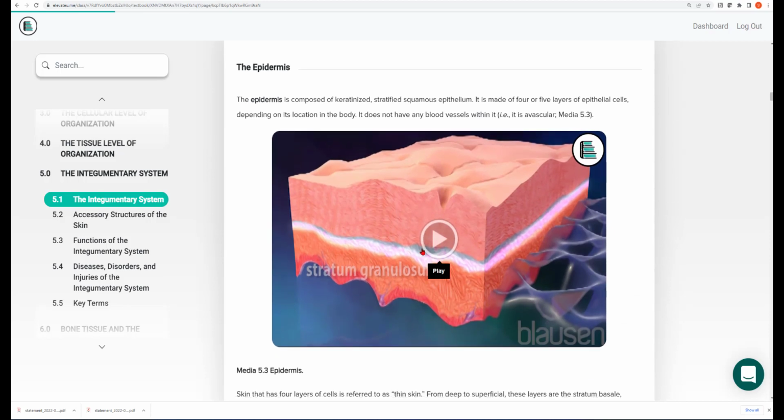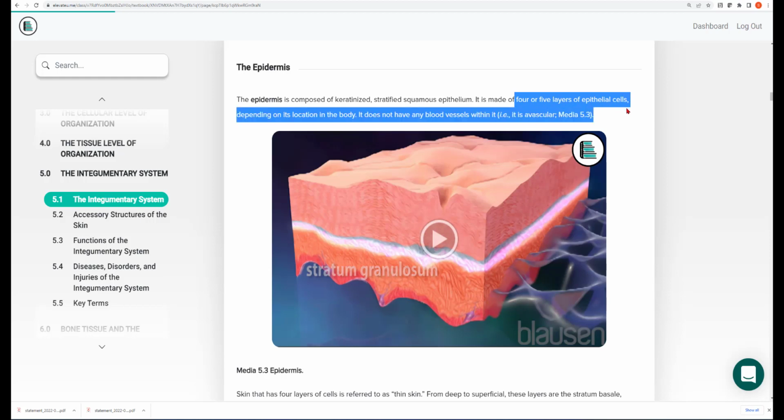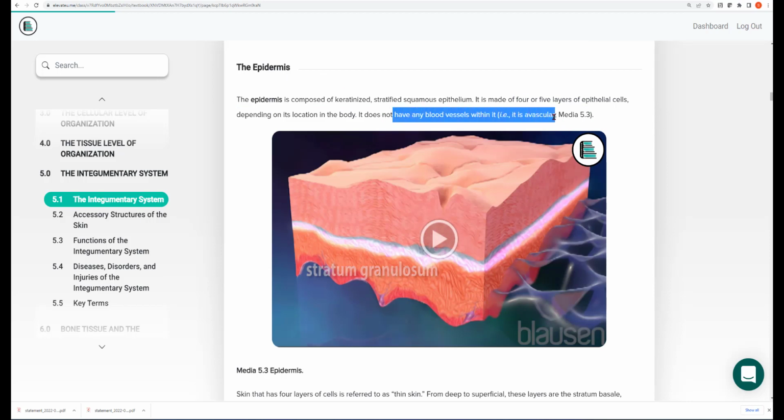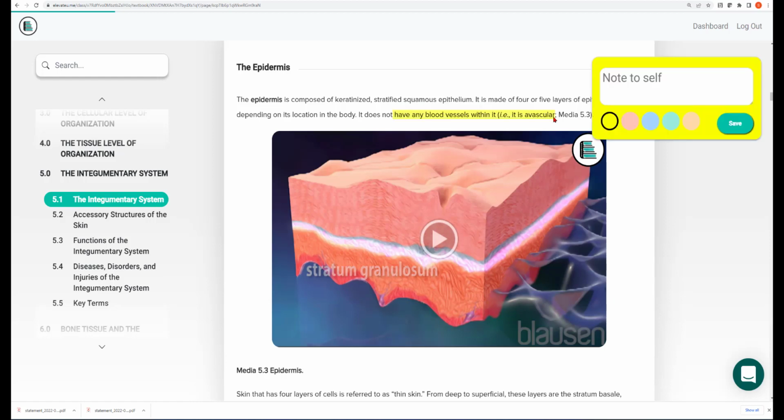So let's get started with the epidermis. Again, the epidermis is composed of keratinized, stratified squamous epithelium, and there are 4 or 5 layers of epithelial cells, depending upon where in the body this particular epidermis is found. Another thing about epidermis is that it is avascular, does not contain blood vessels.